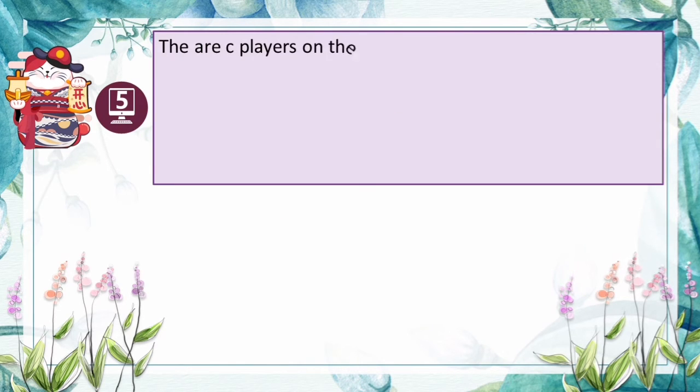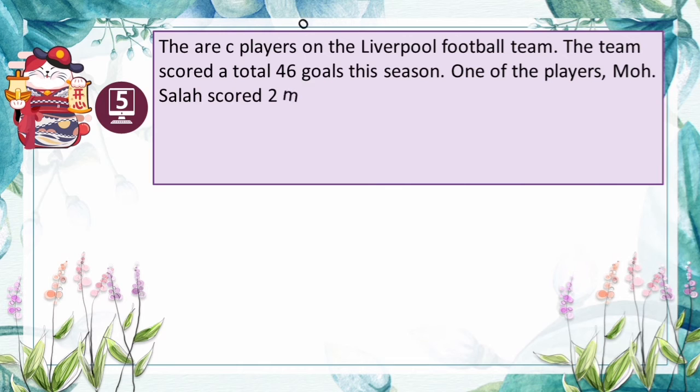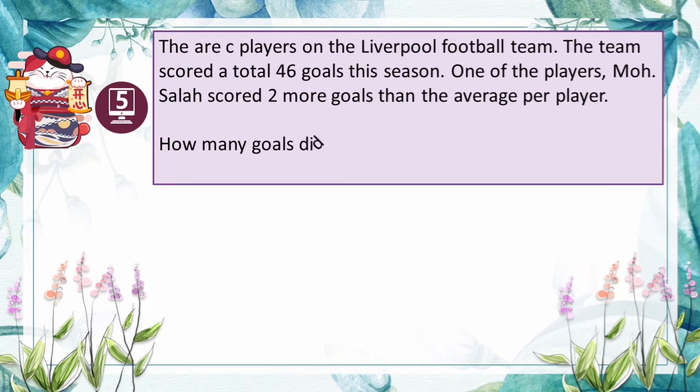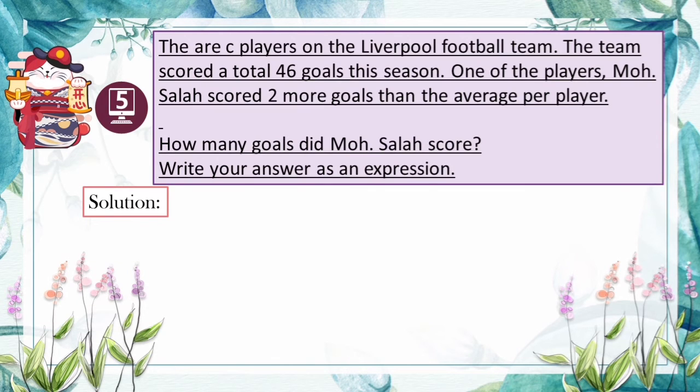Next, example number 5. There are 6 players on the Liverpool football team. The team scored a total of 46 goals this season. One of the players, Mo Salah, scored 2 more goals than the average per player. How many goals did Mo Salah score? Write your answer as an expression. Solution. Well, let's think about the average per player, because we know that he scored 2 more than the average player.